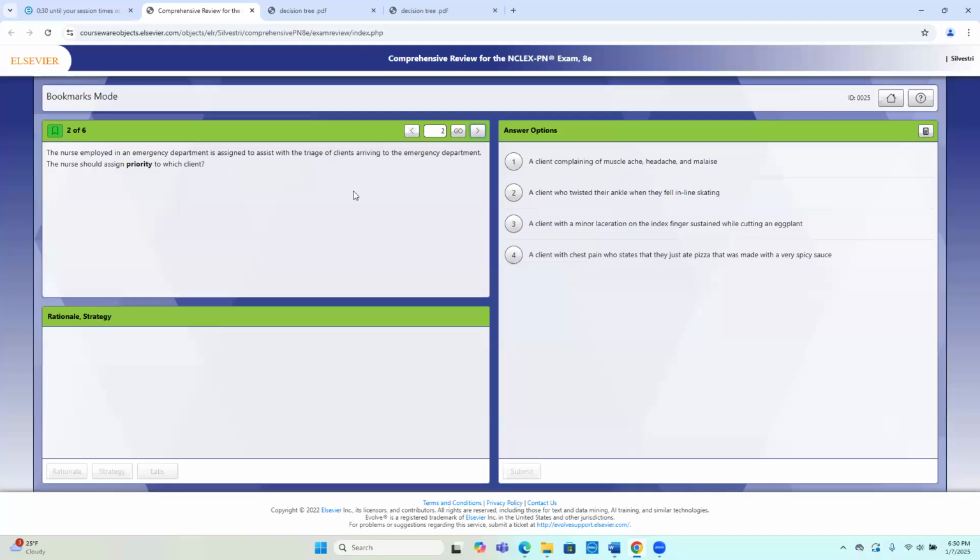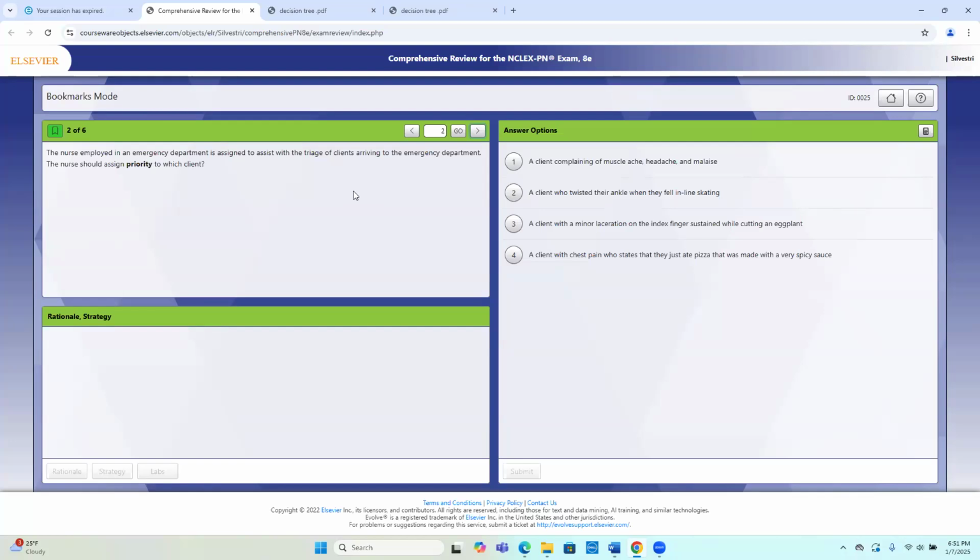Okay, going on to Maslow, excuse me. Are they physical or are they psychosocial? They're all physical. They're all physical injuries. We're trying to figure out which triage person we're going to see first. Okay. Are any related to ABC? Client complaining of muscle ache, headache, and malaise? No. Twisted ankle? No. Minor laceration to the index finger when cutting an eggplant. I don't think I would read into that one as much as say circulation. Chest pain. I know they just ate the pizza, but chest pain, yes, that could be related to ABC. Okay.